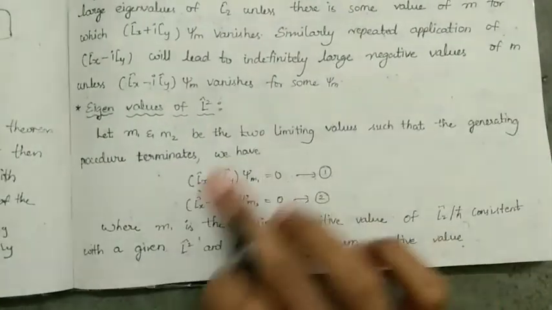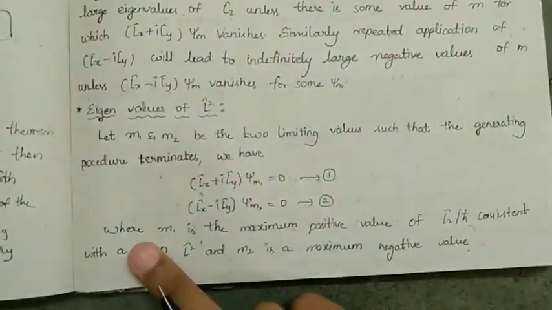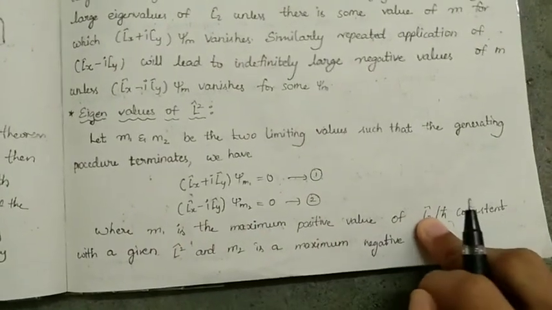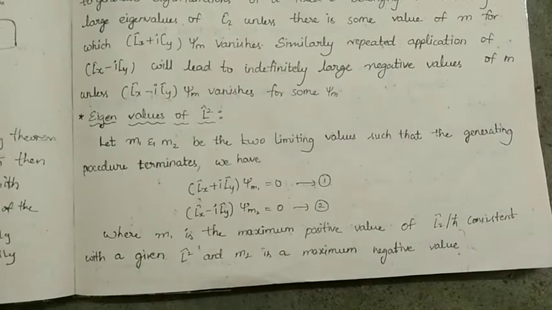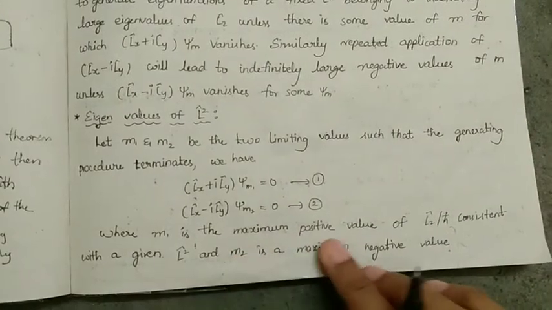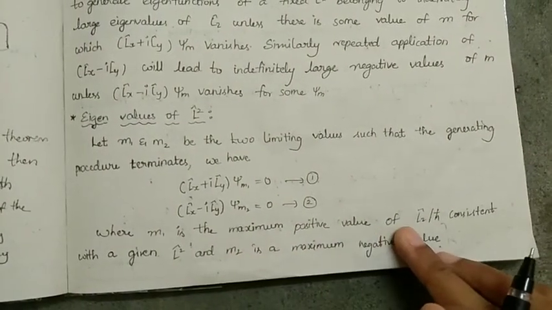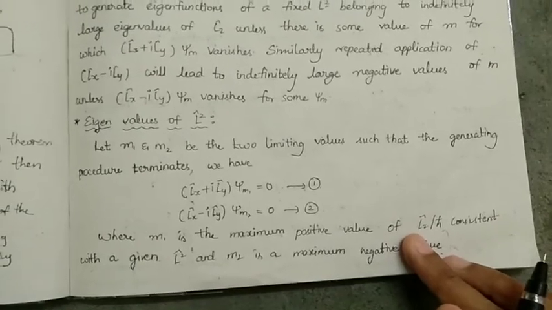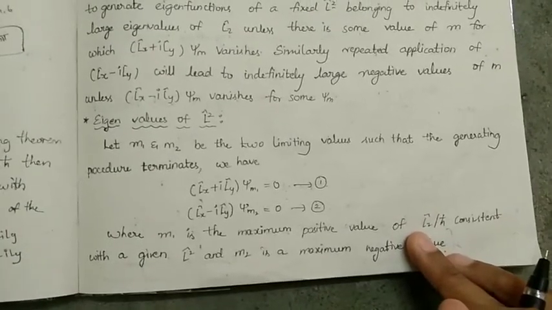Based on this we have these two equations, where m1 is the maximum positive value of Lz by h cut. We know that the eigenvalue of Lz is nothing but m h cut. As m1 is the maximum positive value, Lz by h cut is equal to m1. Just like for l equal to 2, the maximum possible positive value is 2.